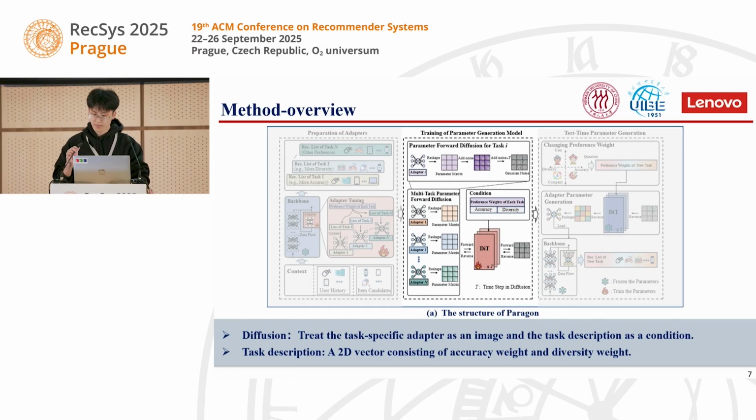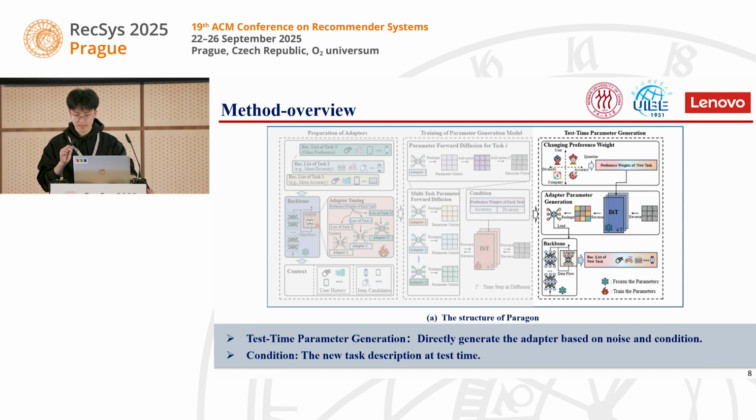Stage 2, training the parameter generation model. Now, we have optimal adapters for different task requirements. We train a model to learn the mapping between them. As shown in the middle section, we use a powerful diffusion model. We treat each adapter's parameters as an image, and we treat the task requirement, that is the weight for accuracy and the diversity, as condition. The model learns to generate high-performing adapter parameters from random noise, guided by this condition.